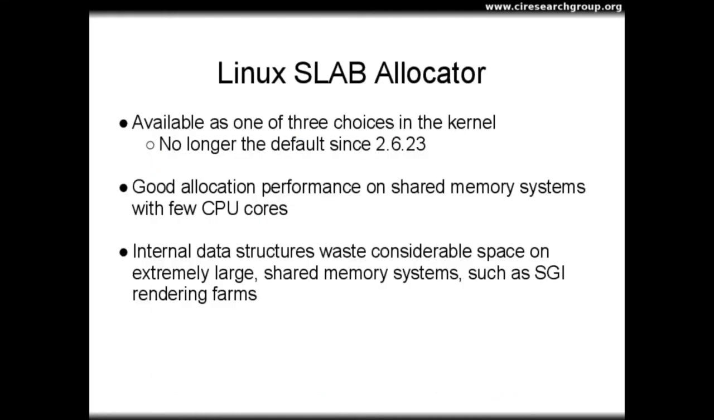If slab allocation is chosen over a classical allocator, the Linux kernel has two choices of slab allocator. The first choice is the original slab allocator, which was the default allocator until kernel version 2.6.23. This allocator performed well on shared memory systems with few CPU cores, but wasted considerable memory space when used on extremely large shared memory systems, such as those found in graphics rendering farms.